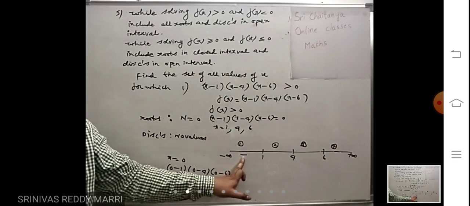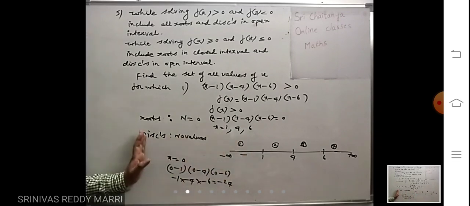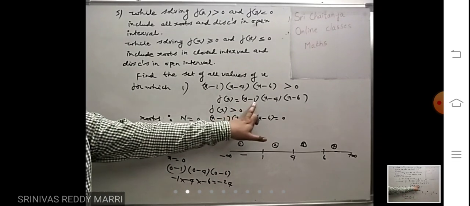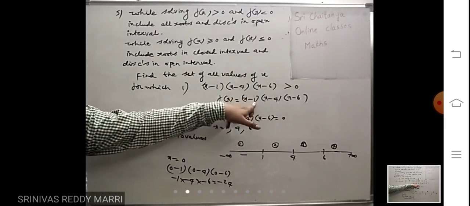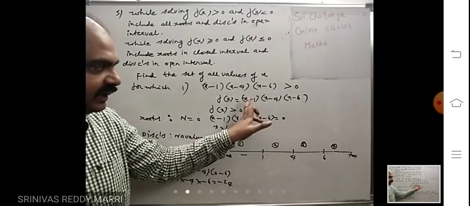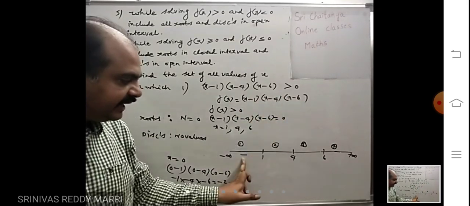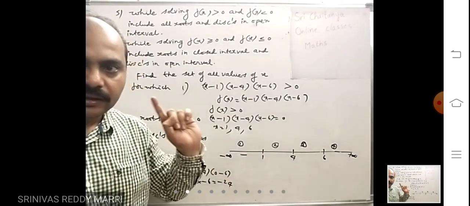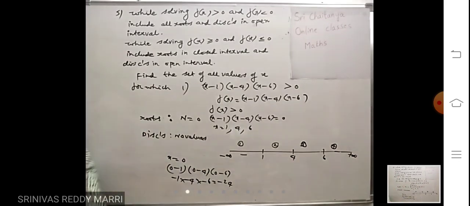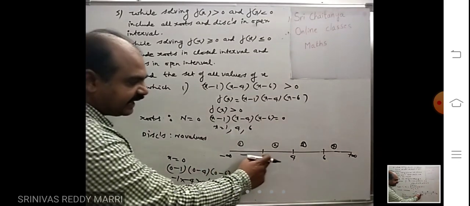Negative. Suppose you take some other value, minus 2. Substitute: minus 2 minus 1, minus 2 minus 4, minus 2 minus 6. Negative into negative into negative is negative. That means from here to here, any value you take gives the same negative sign. This first interval is over. Next, the second interval.